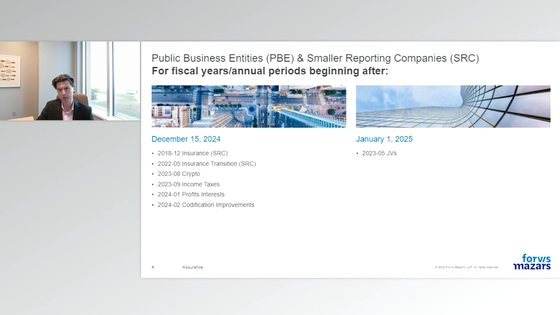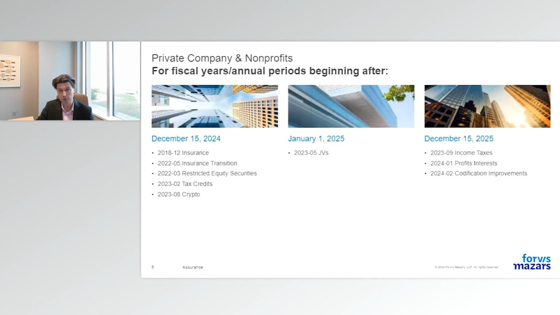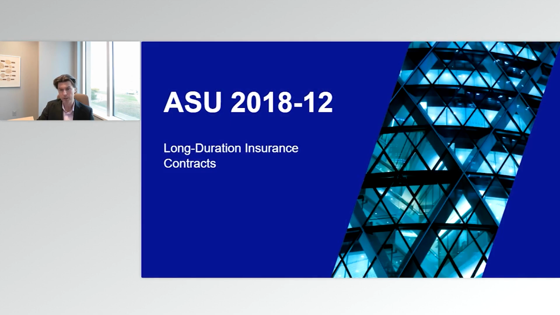Looking at the private company side, you'll see the same ASUs, but with different effective dates. By and large, typically they're pushed one year out with a few exceptions. Then you'll see two additional ASUs for private entities related to restricted equity securities and tax credits that will be becoming effective. So with that, let's get started and take a look at 2018-12 on the long duration insurance contract update.